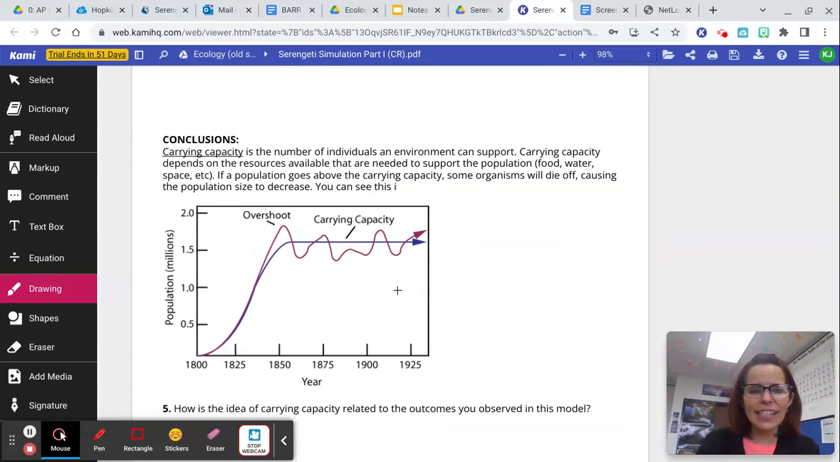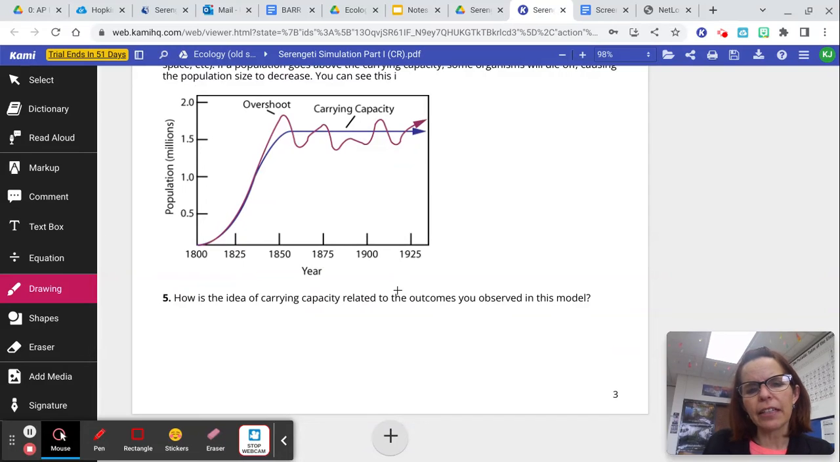So number 5 says, how is the idea of carrying capacity related to the outcomes you observed in this model? So you can answer, and you're always welcome to use my words or your own words. You can say, okay, carrying capacity is the maximum number of living things that the environment can support. Organisms is the right word. It's the maximum number of living things that the environment can support. In our simulation, the carrying capacity was around 40 buffalo.